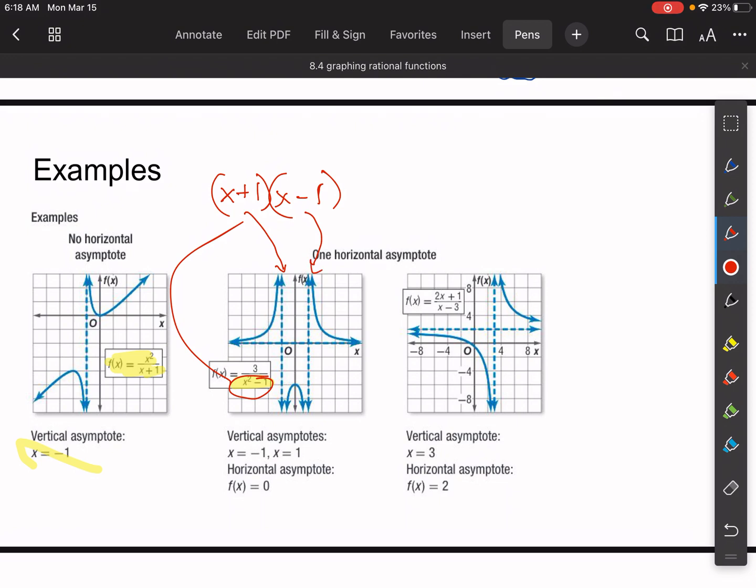So the last example here, we have a vertical asymptote at x equals 3 because in the denominator, 3 is what makes that go to 0. And then I know that I have a horizontal asymptote at 2 because these are the same degree, right? The degree of both of these is 1, so the horizontal asymptote is going to act like 2 over 1, which is 2, which is why they have this horizontal asymptote here at 2.